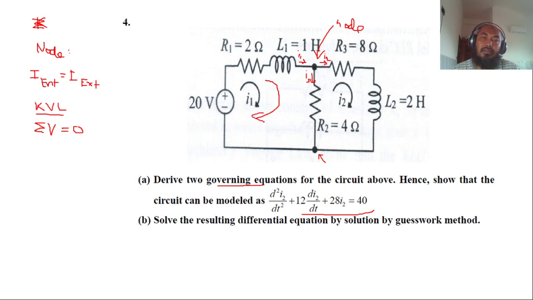And then for the Kirchhoff voltage law, we have this is loop 1 and this is loop 2. Sometimes they call it mesh. No problem. We have loop 1 and loop 2. Loop 1 consists of this component, loop 2 will consist of this component.